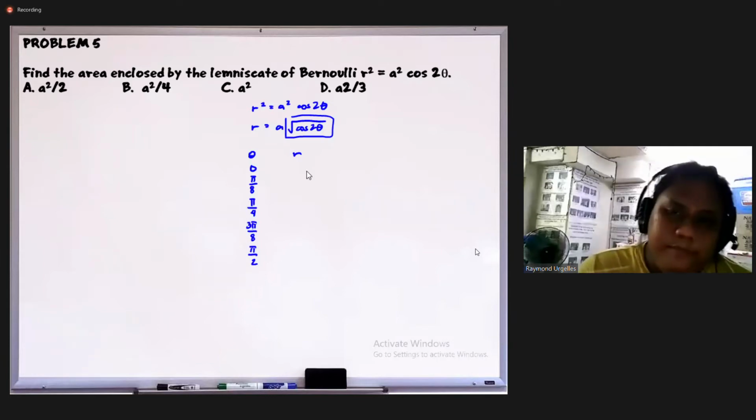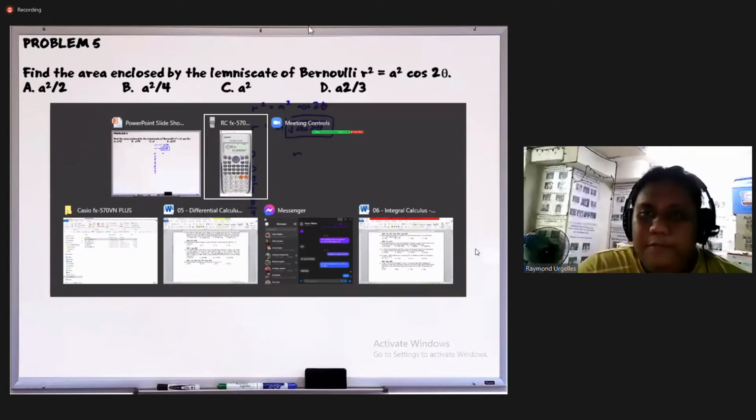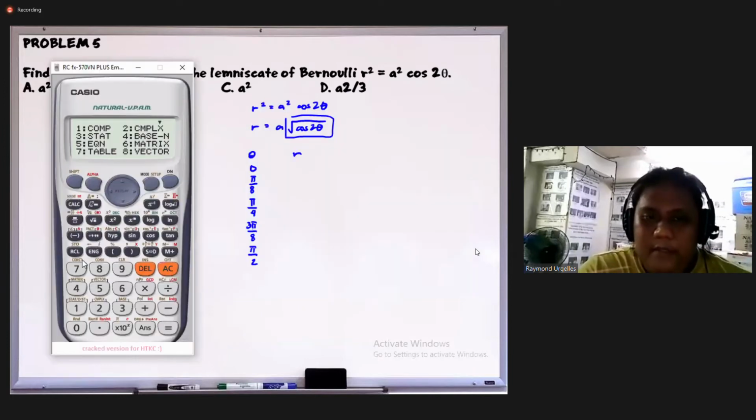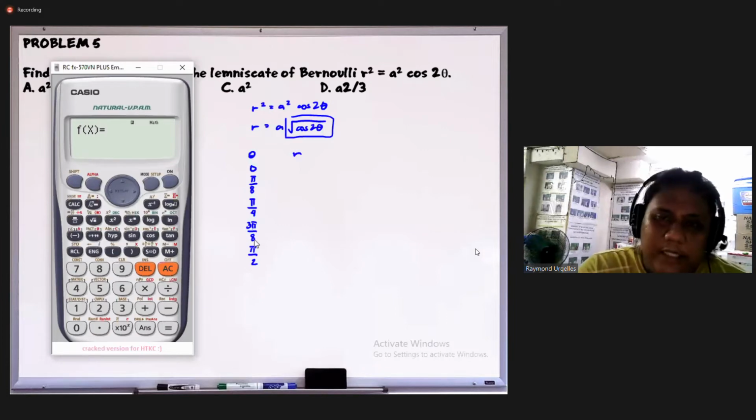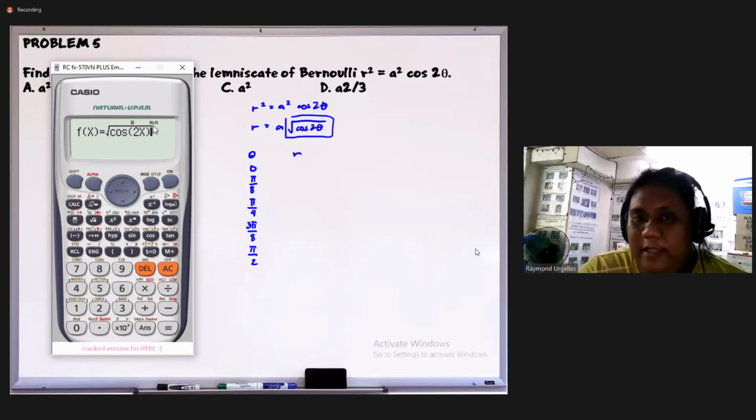Then let's use the calculator. I'll use table mode, because we have many values to solve, so it is easier with table mode. Since the constant a doesn't change anything, we can just factor it out and evaluate only this square root. So let's use the square root of cosine of 2x. The calculator is in radians, so we have no problem there. Just press equals.